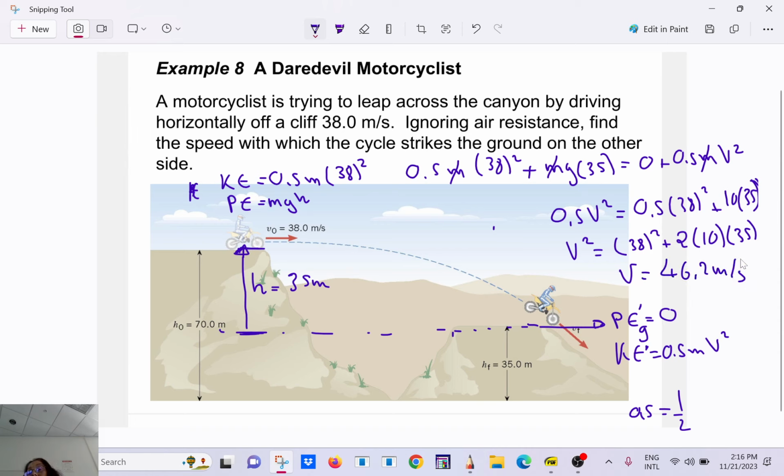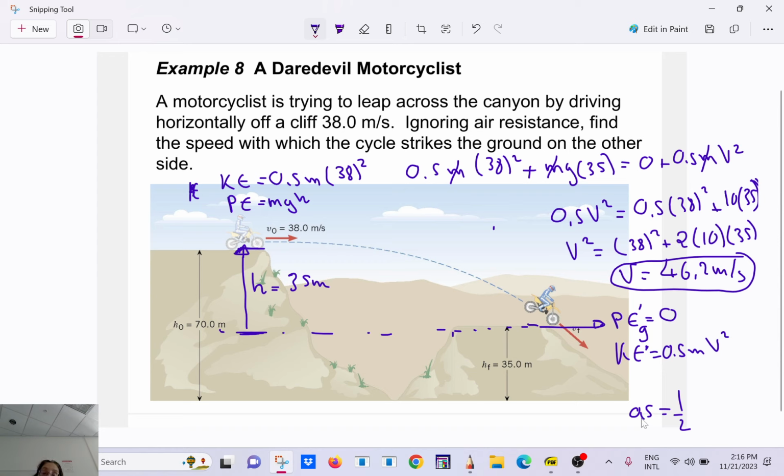46.2. 46? Mm-hmm. You don't get that? You do 38 squared, enter, times 0.5, enter, plus 10 times 35, enter, you divide by 0.5, enter, and you take the square root. Everyone? All on board?